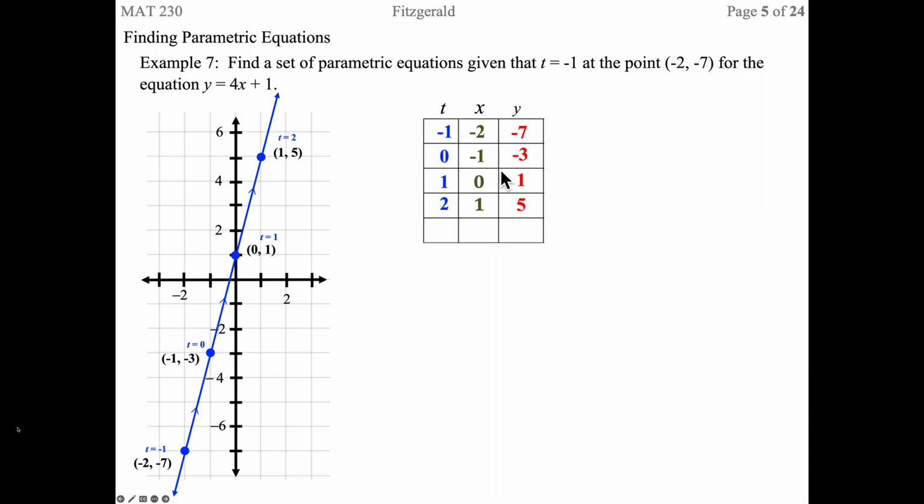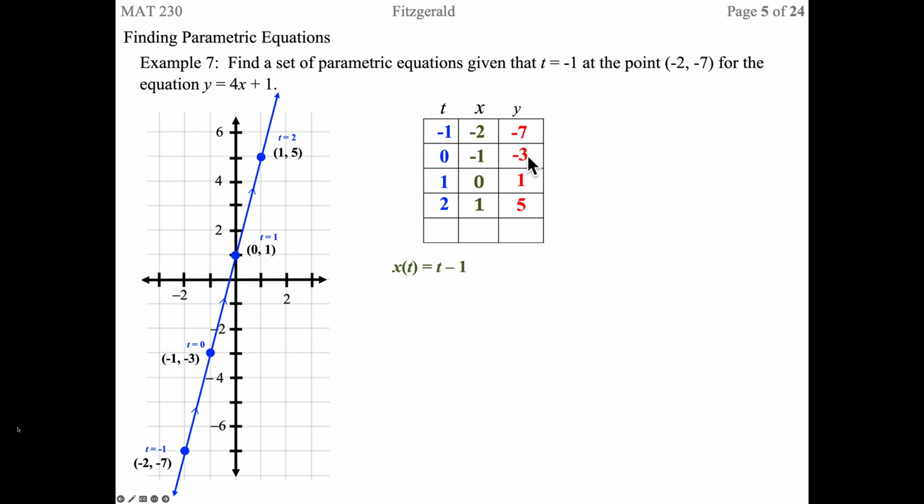If I start with my table, t being -1, 0, 1, and 2, and now I plot all my x's, -2, -1, 0, 1, plot my y coordinates, -7, -3, 1, 5, I can use this table to create my parametric equations. So for my x, I notice that, hey, look, all my x coordinates are 1 less than the t. So x of t is t minus 1.